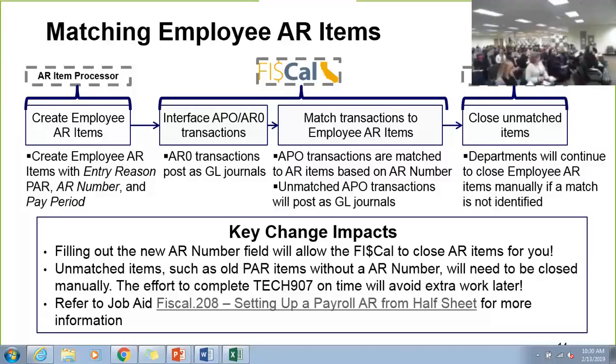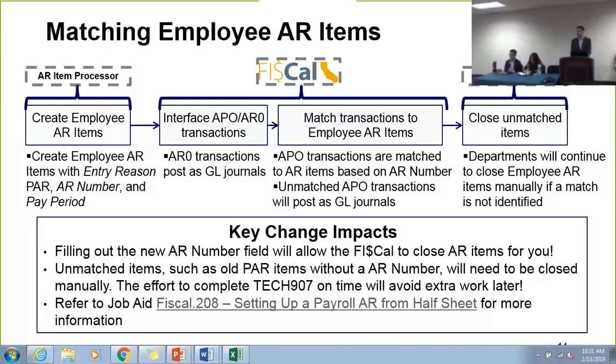You said that the ARs are going to be posted at the high level SCO values. If we need to reclass those to the lower levels, then how would we do that? I don't have details for you right now, but we will have a business process for you. It will tell you exactly how to do it.